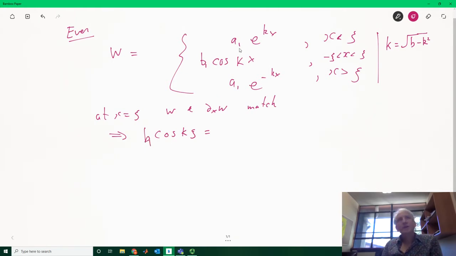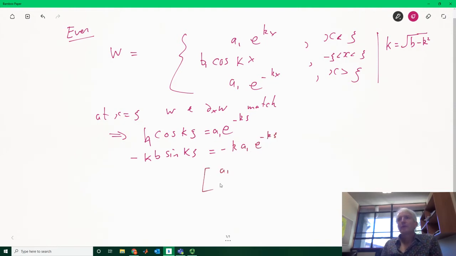So the homogeneous solution is always going to work: we're going to have A1 equals B1 equals 0. We're looking for non-trivial solutions, so we're looking for some determinant to vanish. This is A1 e to the minus k zeta. And then the derivative is minus kappa B1 sine kappa zeta. This must equal the derivative here, which is minus k A1 e to the minus k zeta.